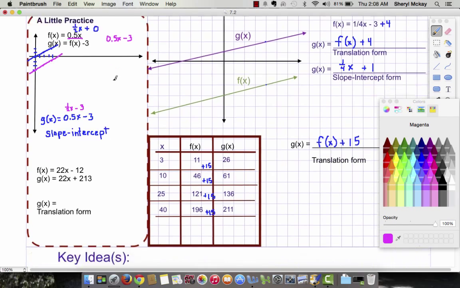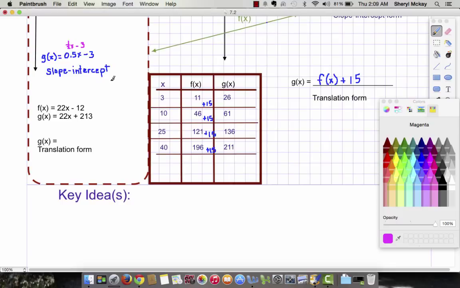All right, one more. This time I'm not going to give you a graph to work out, and I'm using really big numbers. So see if you can tell me, if I'm telling you that f of x is 22x minus 12, and that's slope-intercept form, and g of x in slope-intercept form is 22x plus 213. Can you tell me, how did I translate f of x to g of x? Give me the translation form. Give me what g of x is in terms of f of x.